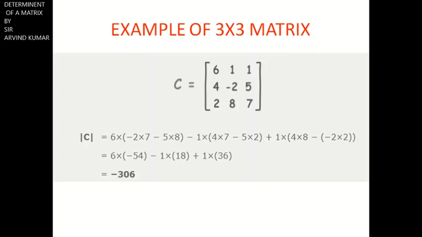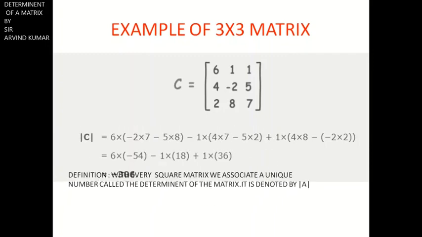Then we take the determinant which we obtained by deleting the first row and second column. What is left? 4, 2, 5, 7. Their cross product gives us 4 into 7 minus 5 into 2. Then take the third, a13. So plus 1 into what is left? 4 into 8 minus 2 into 2. So after calculating it, we will get the determinant of C, which is minus 306.